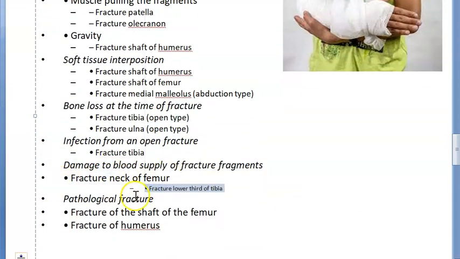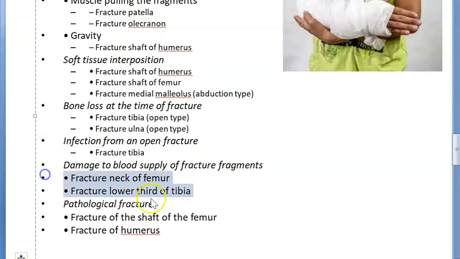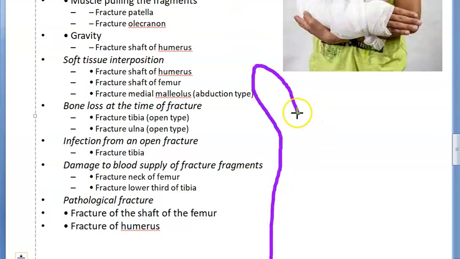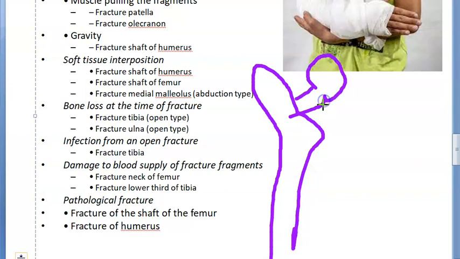Then moving on down: damage to the blood supply of the fracture fragments. Basically this is for every fracture, isn't it? The blood supply is damaged. It could be the neck of femur. If you have seen the neck of femur, this is the femur, and I'm trying to draw it beautifully. So if there's a fracture of the neck of femur, there can be damage to the blood supply.